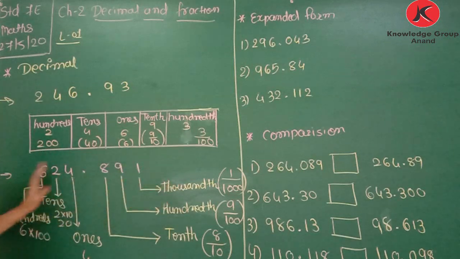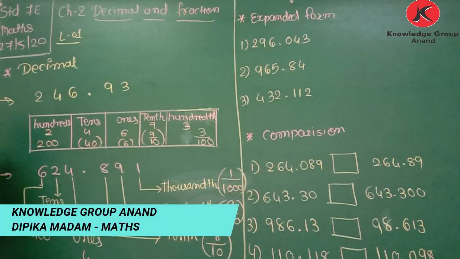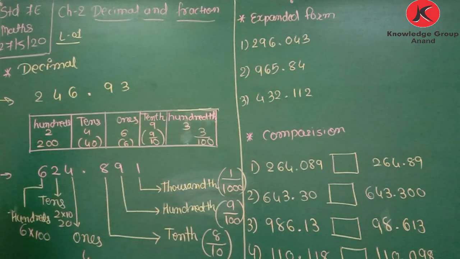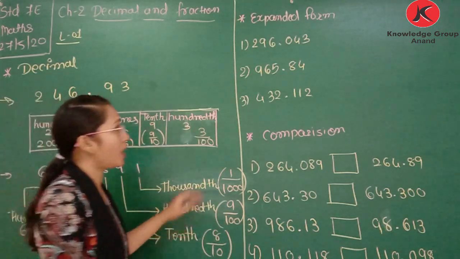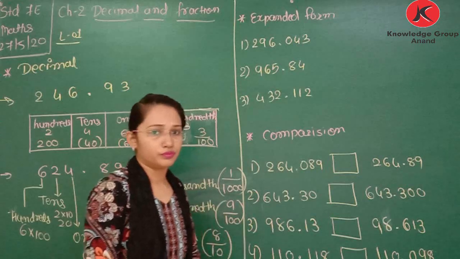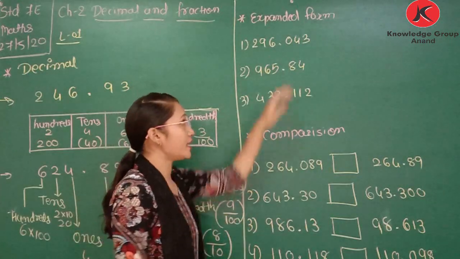ડેસિમલ પોઈન્ટ ની right left side जाइए. This is right side and this is left side. So if we are moving on left side, need to multiply with 10 to write the place value. Clear? Now expanded form. We will write expanded form.